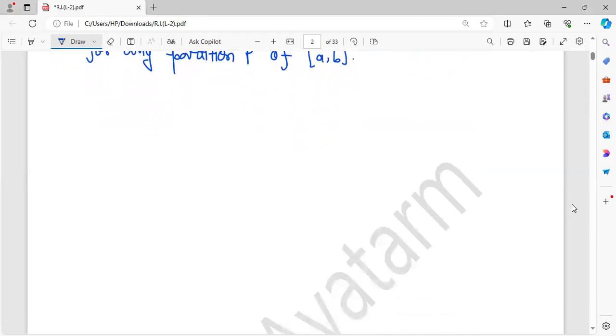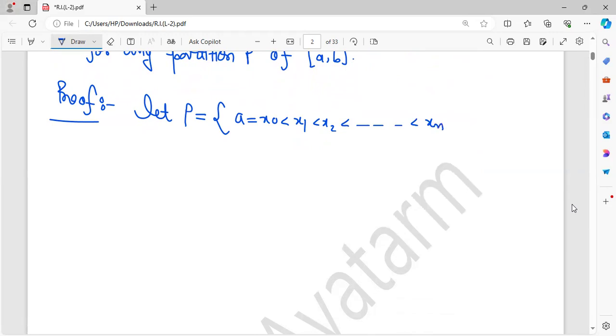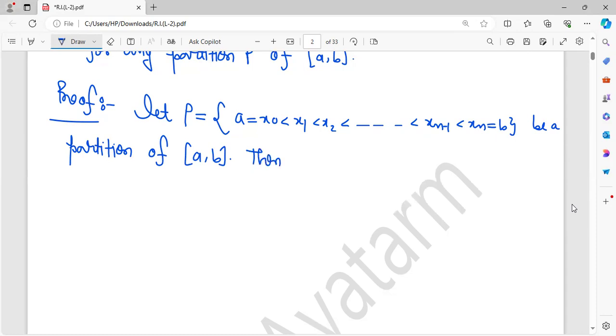So let's see its proof, how it works. Let P equal a = x0 < x1 < x2 and so on, x(n-1) < xn, that is b, be a partition of the closed interval [a, b]. Okay. Then small m is less than or equal to mi, which is less than or equal to capital Mi, which is less than or equal to capital M. Okay. So this implies I can multiply by delta xi.